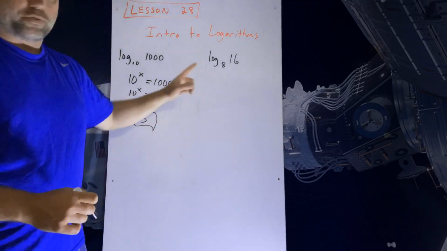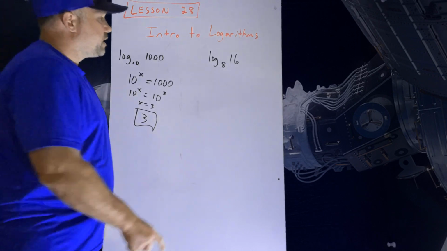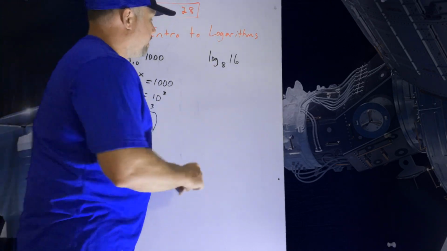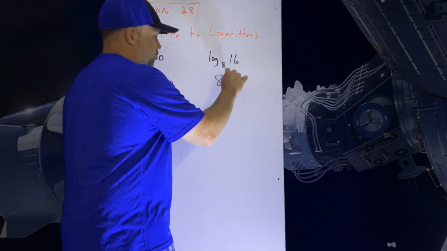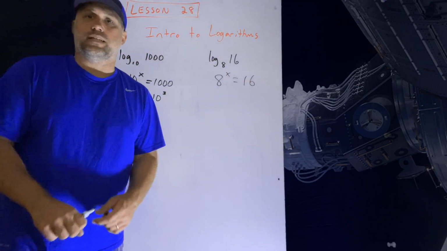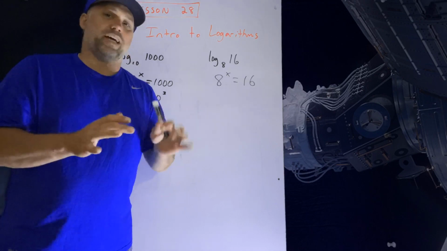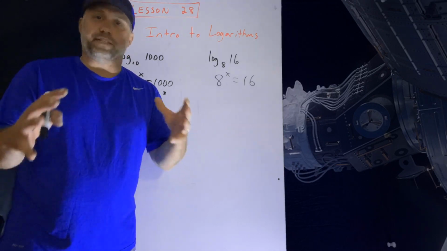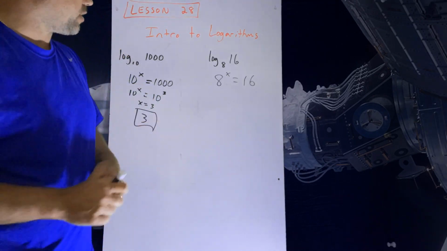Let's go over to this one. This is going to get a little bit more complicated. Log base 8 of 16 is saying 8 raised to what power gives me 16. To solve this one, you're going to have to probably do a little bit of work here by getting your bases the same, which we previously talked about.